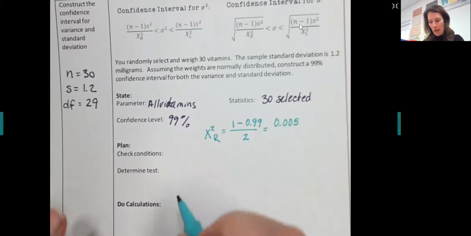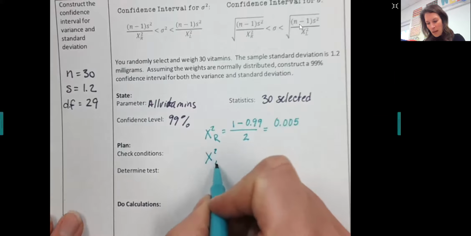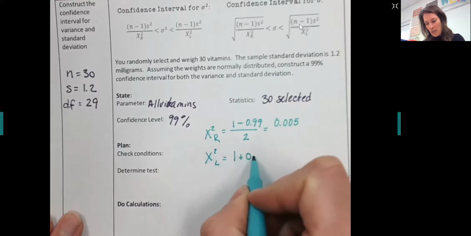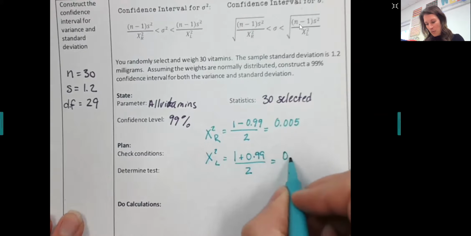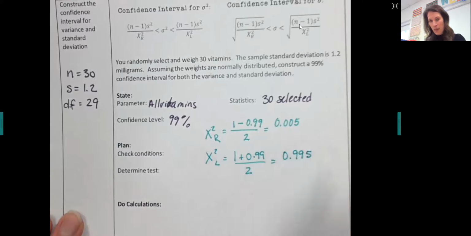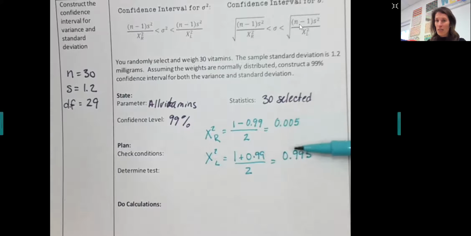Now we have to find our left value, where we have χ² left, 1 plus the 99% divided by 2. And I get 0.995. If you ever want to check your work, if you add these two together, they should add up to 1.